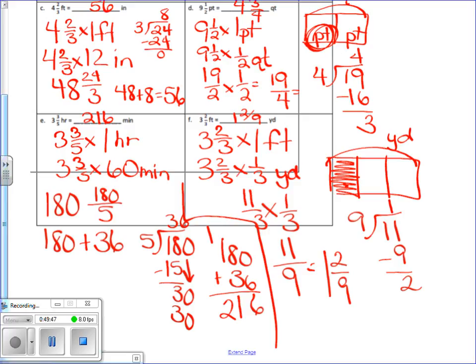I'm not quite sure what your question was, but whatever I'm going to, if I'm going feet to inches, it's how many inches are in a foot? 12. I wouldn't write 3. Are there 3 inches in a foot? No, there are 12 inches in a foot. And then do what you taught us.